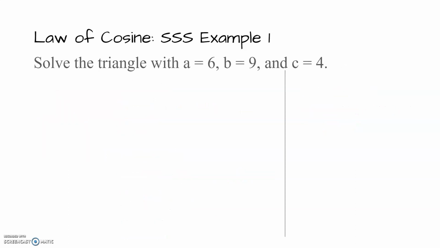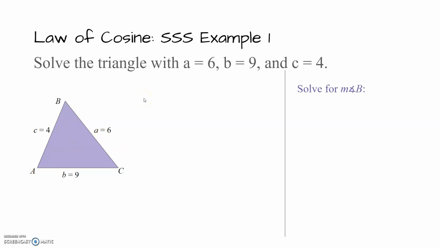For time's sake, I'm going to move on to our last setup, our last possible pieces of information, which would be side, side, side. So three side lengths would be given to you, not a single angle. So obviously law of sines would fail here because you don't have any angle to set up a ratio. So what we do instead is we use law of cosines, and we're going to use that to solve for one of the angles.